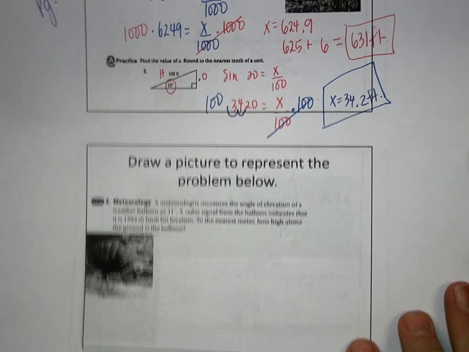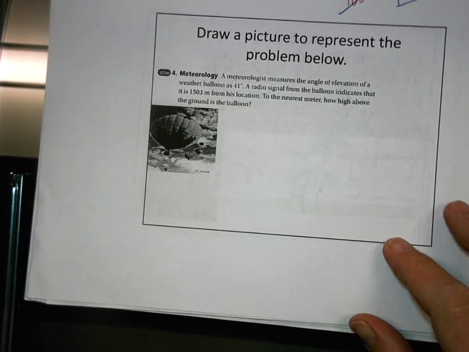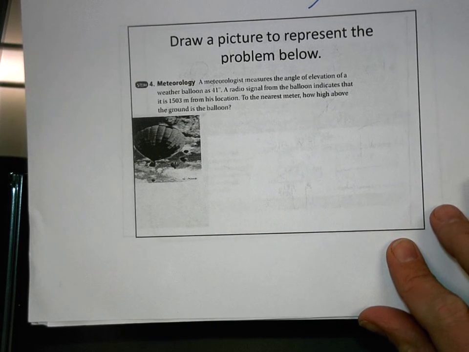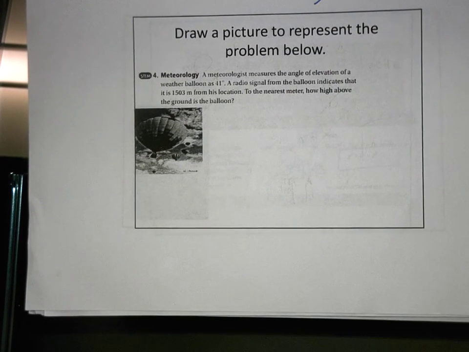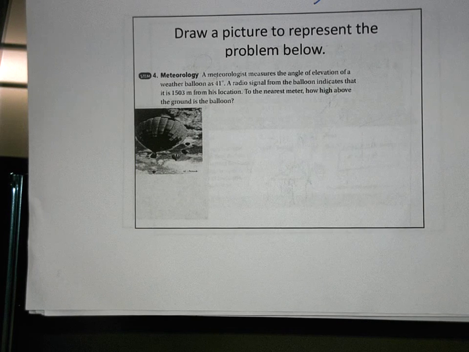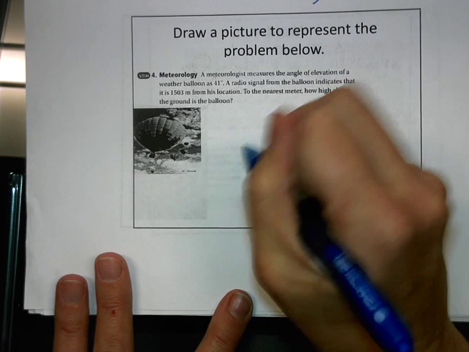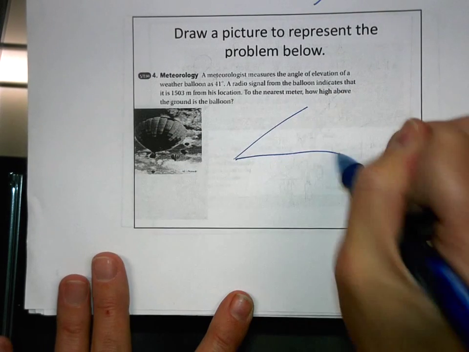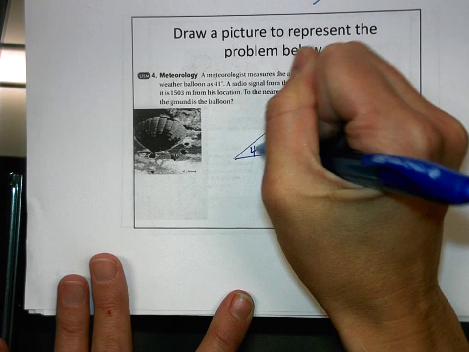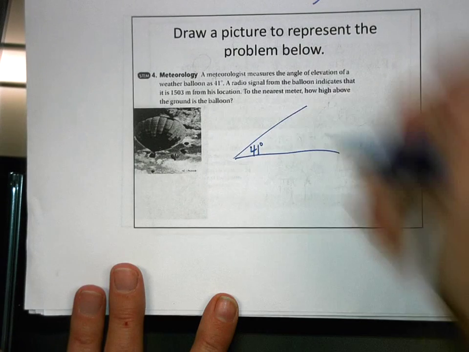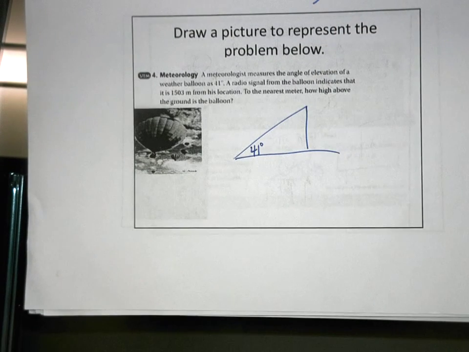All right, we're still on page 449. Let's check out this next word problem. You want to make sure you draw a picture to represent your problem. A meteorologist measures the angle of elevation of a weather balloon as 41 degrees. So you have a meteorologist, angle of elevation. This means I'm looking up. You have a person on the ground, they're looking up at 41 degrees.